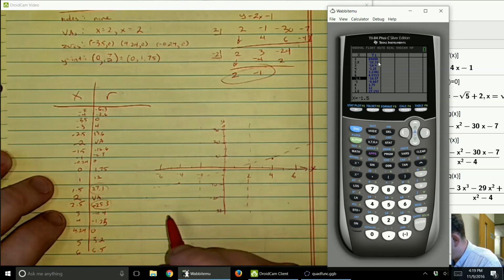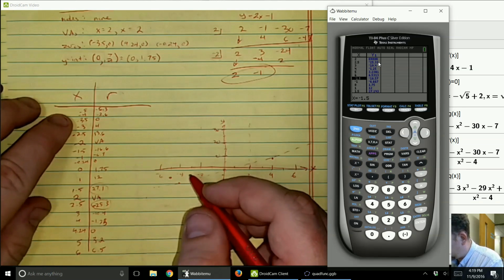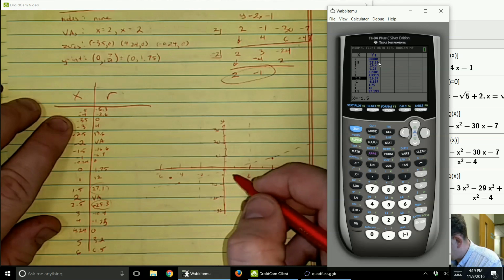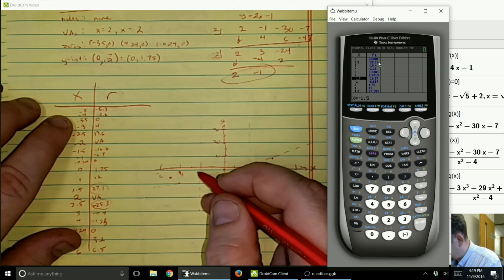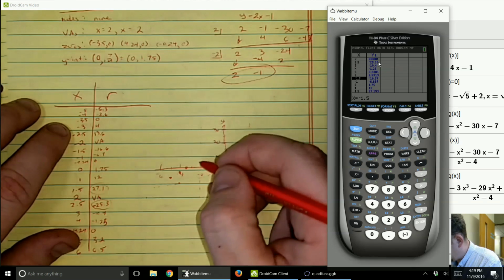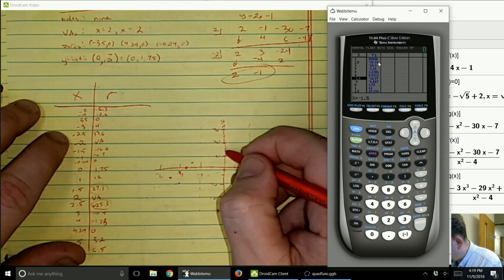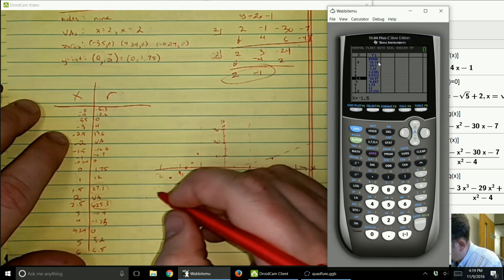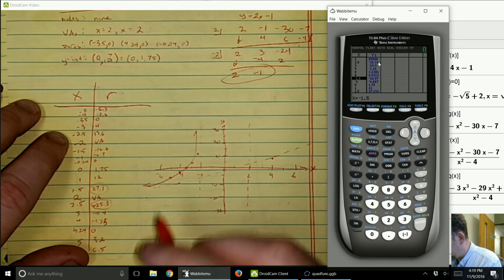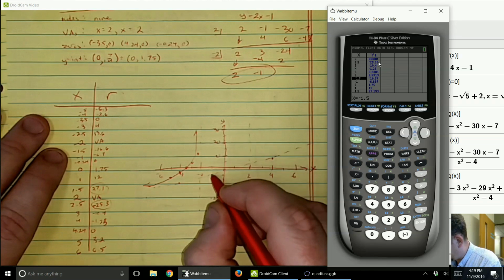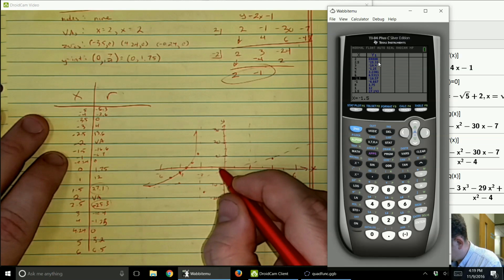Negative 5, negative 6.3. Negative 4, negative 2.6. Negative 3.5, 0. Negative 3, 4. Negative 2.5, 13.6. Alright, so it's just simply doing this over here. Now on the other side, we have negative 16.6 when we're at negative 1.5. And at negative 1, we're at negative 6.7.